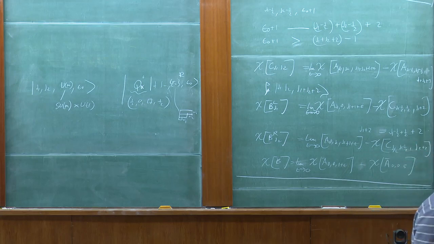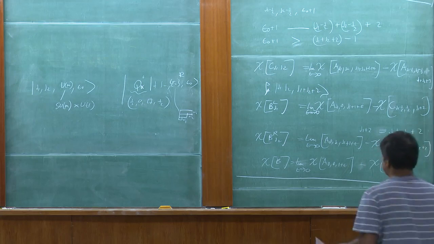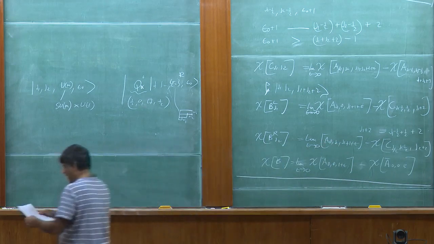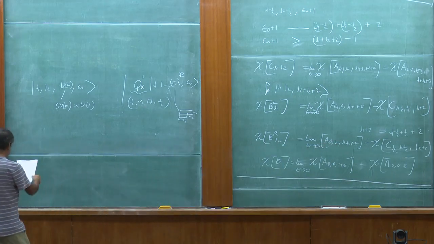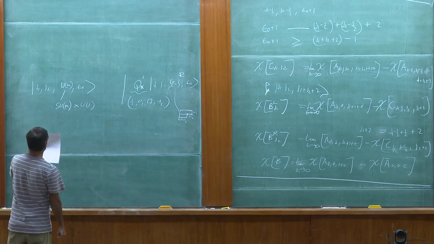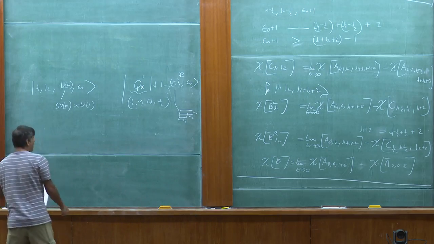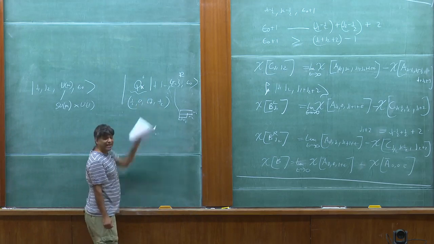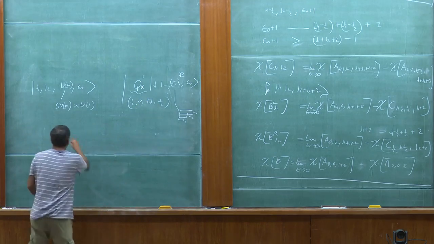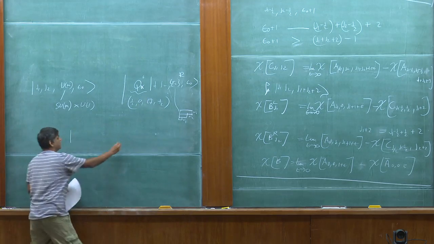Okay, excellent. Okay, so now, yeah. So now, what are the quantum numbers of the null state? So the quantum numbers of the null state, let's assume J1 is not equal to 0.